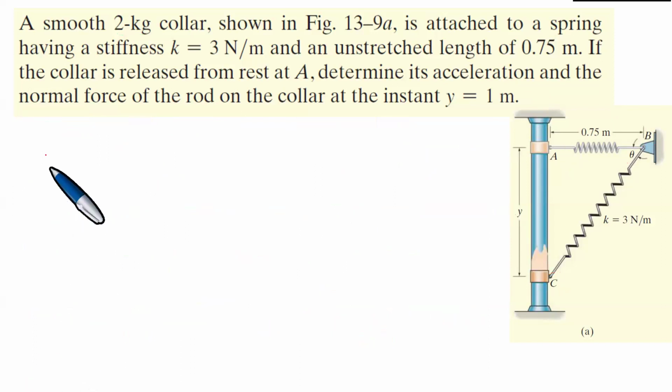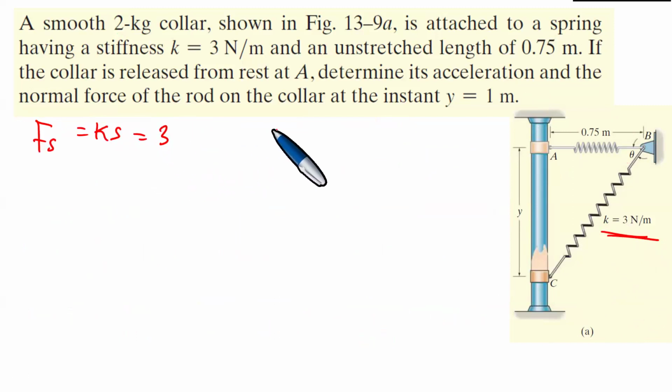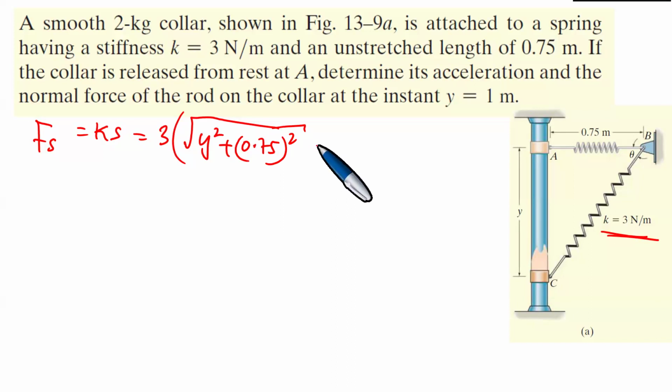Now we continue and then we say the spring force is Ks. And we know that k is 3 newtons per meter. We've already got that one. The S is the square root of y squared plus 0.75 squared, minus 0.75.